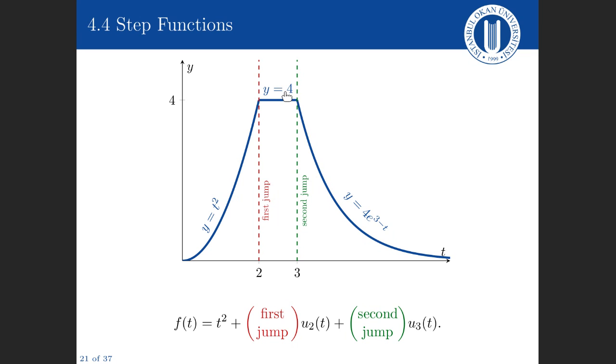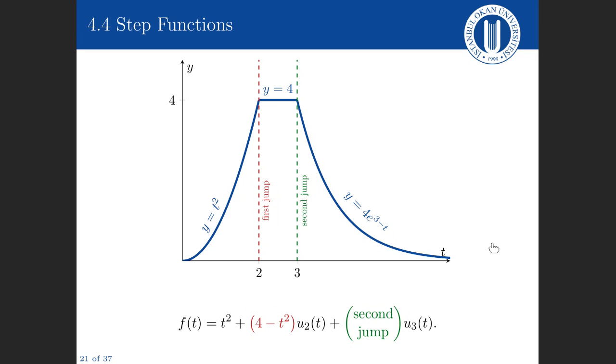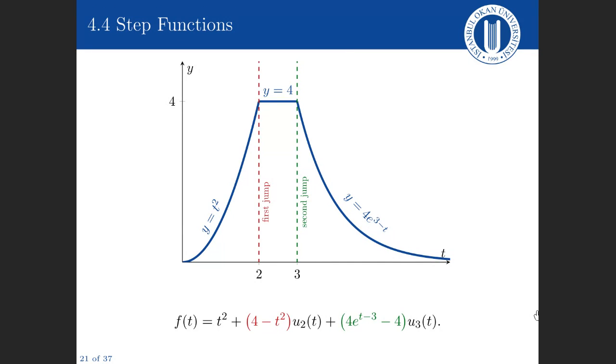For the first jump, we do function on the right minus function on the left. The first jump, we do 4 minus t squared. For the second jump, again, function on the right minus function on the left. So for the second jump, we do 4e to the power t minus 3. I made a mistake, minus 4. This is a typo here. This should be e to the power 3 minus t.